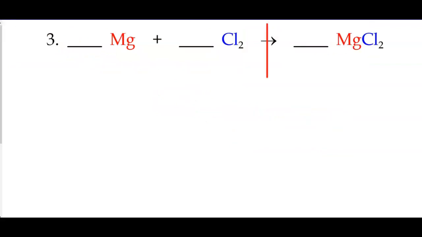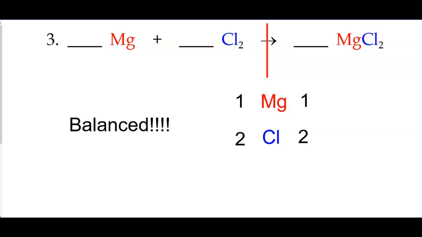Okay, with this example, we're going to split our chemical equation at the arrow. We're going to list our atoms, magnesium and chlorine. We're going to count how many of each we have on the left and the right side of the equation. I have 1 magnesium and 2 chlorine, 1 magnesium and 2 chlorine, and this is balanced.